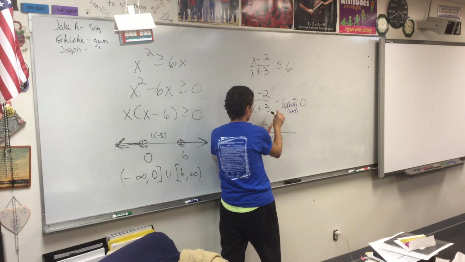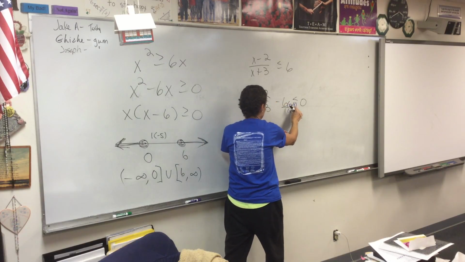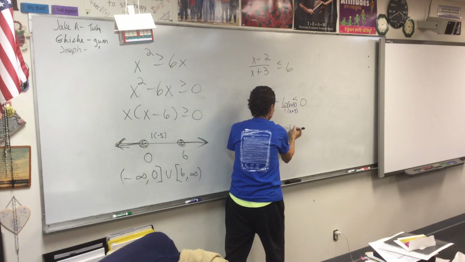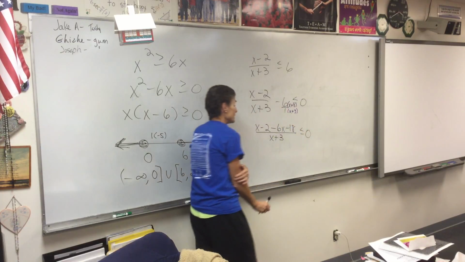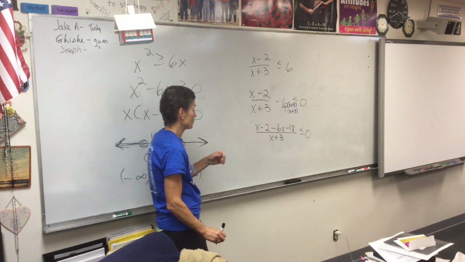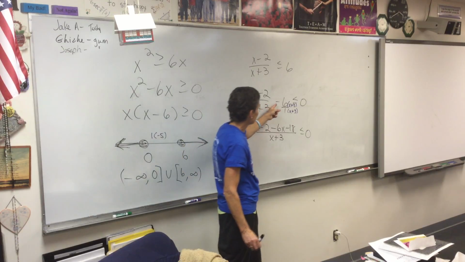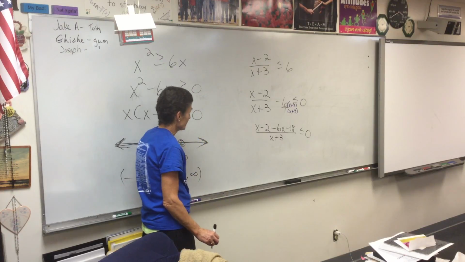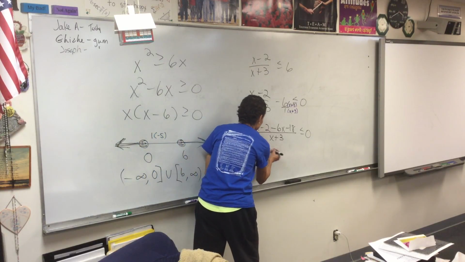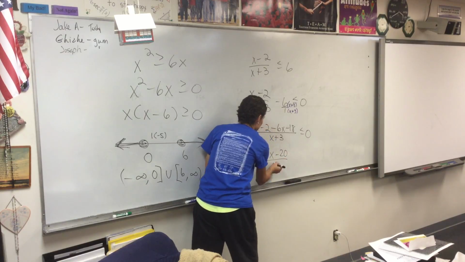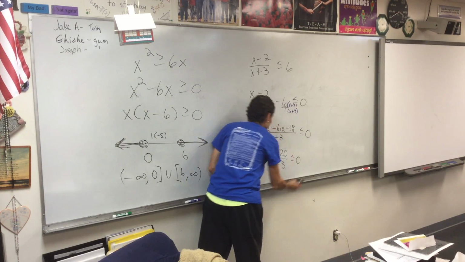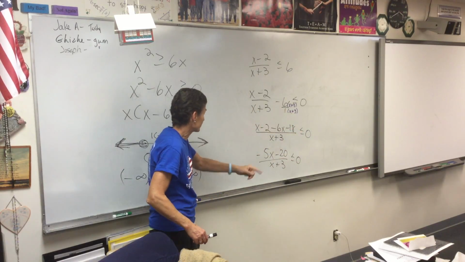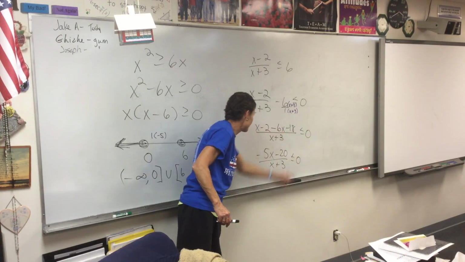Be very careful here. What's this numerator? Negative 6x minus 18. Please don't forget to distribute accurately. Negative 6x minus 18. All right, cleaning up, we have negative 5x minus 20. If I collect like terms, everybody knows how to do that. Algebra 1, you know how to collect like terms. Negative 5x minus 20.